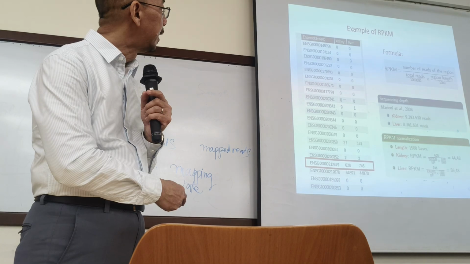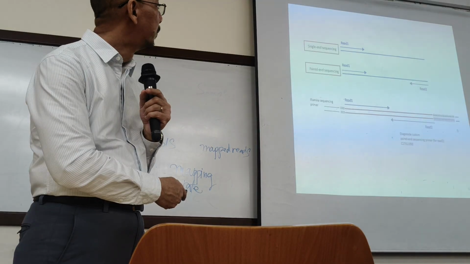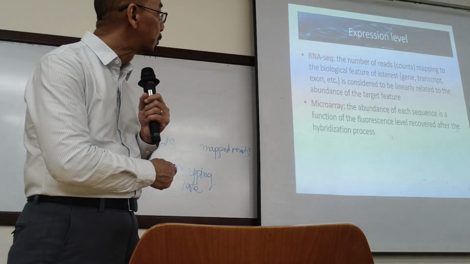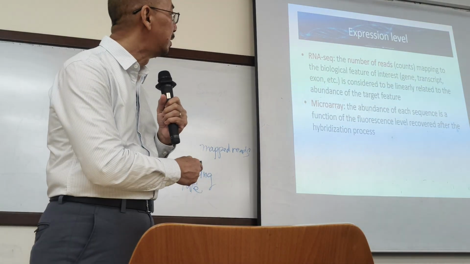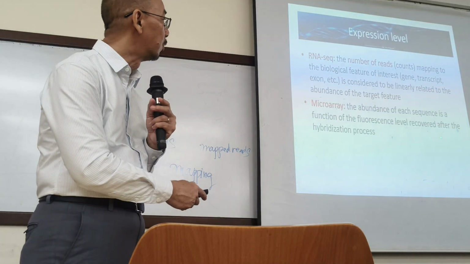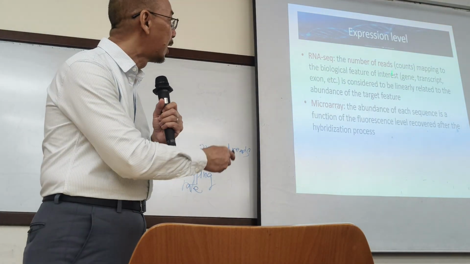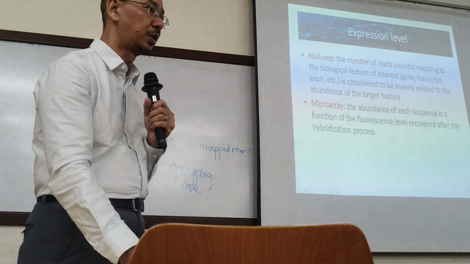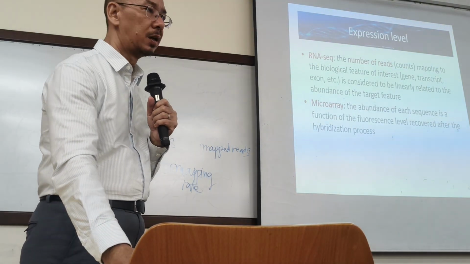Now, when we have the normalized data or normalized counts, we move to expression level, identify expression levels. And as you see above, the number of bits of count mapped into a biological feature of interest, that means gene or transcript or exons, is considered linearly related to the abundance of the target feature. So depending on the number of bits here, we identify how much a gene is expressed.